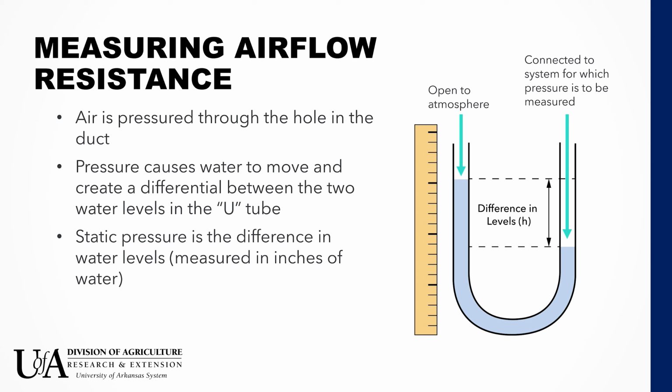So we can use this concept to measure the static pressure that is built as the air flows through our grain bin. And so the pressure causes water to move and create a differential between the two water levels in the U-tube, and that static pressure is that difference in water level. And again, as I mentioned, it is measured in inches of water.